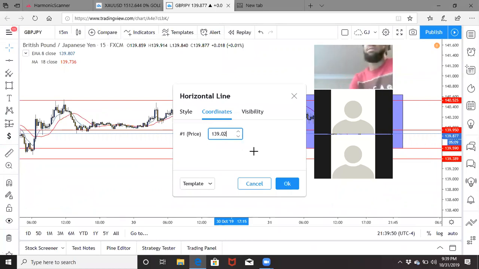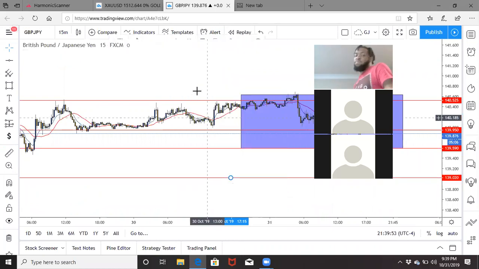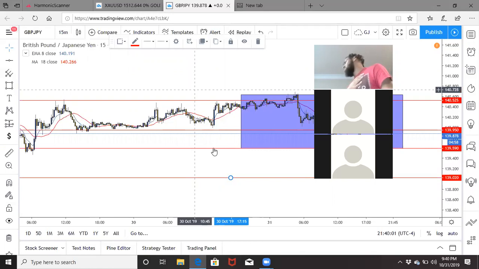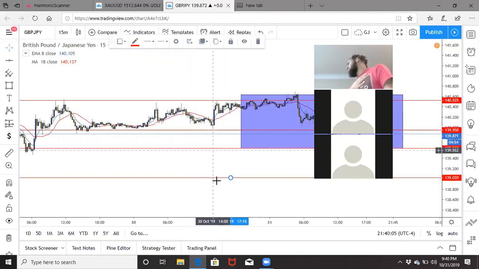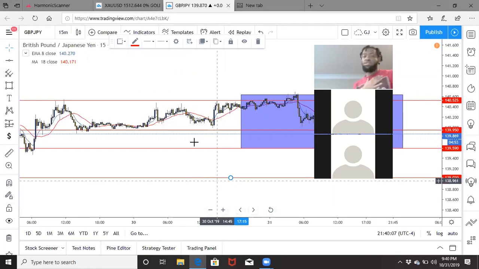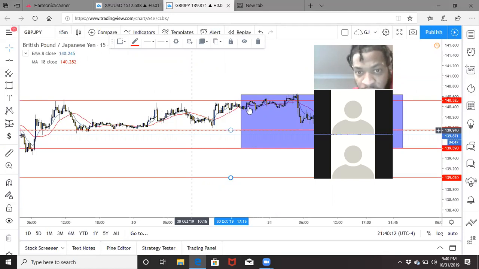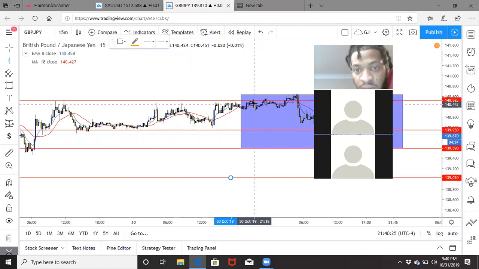Boom. All right. So the first line was the entry point that the scanner called out. My second line, take profit 1. Third line, take profit 2. Fourth line, take profit 3. All right. So as we can see, right here's your entry point. I'm gonna put a vertical line through that so y'all know exactly at what point the scanner called it. Called that bad boy right here.